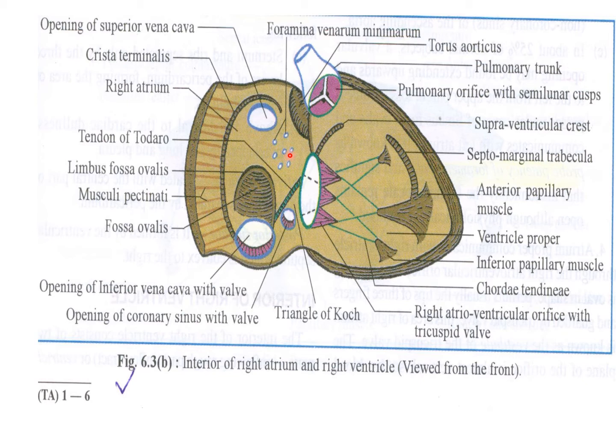Now the intervenous tubercle. The intervenous tubercle is a small conical muscular projection. What is it? A muscular projection. How is it? A conical muscular projection immediately below the opening of the superior vena cava. Where the superior vena cava opens, below it comes a small muscular projection. This small muscular projection is named the intervenous tubercle.